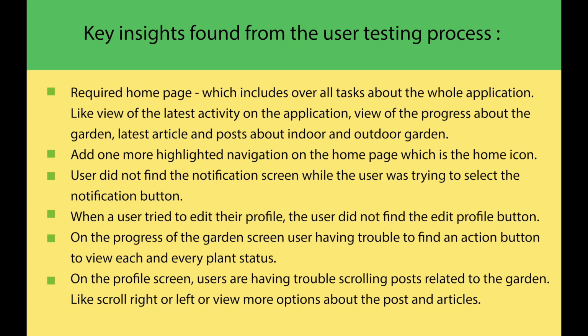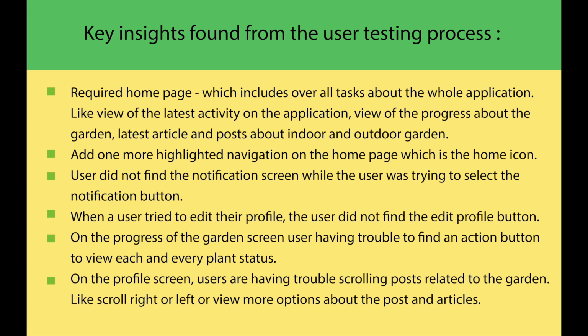Key insights found from the user testing process. Require a home page, which includes overall tasks about the whole application, like a view of the latest activity on the application, a view of the progress of the garden, and the latest articles and posts about indoor and outdoor gardens, which is like a latest activity feed about the whole application. Add one more highlighted navigation on the home page, which is the home icon.